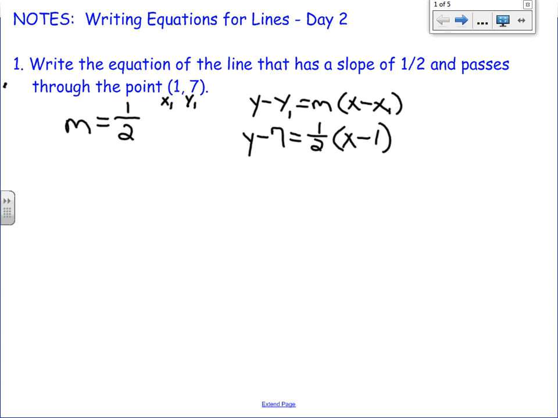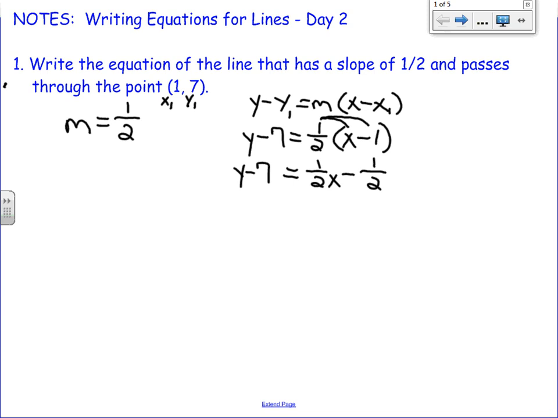Now, the order that you do things next is really important. We always have to do multiplication first. So we want to distribute the 1/2. On the left-hand side, we just bring down the y minus 7. And on the right-hand side, we distribute the 1/2. So we have 1/2 x minus 1/2.